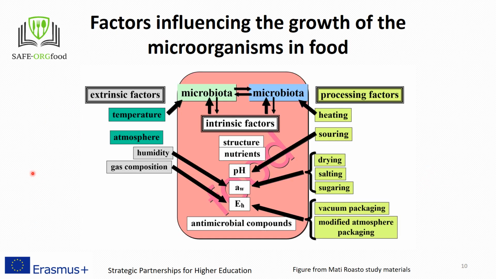The most important intrinsic factors which influence the growth of microorganisms in food are pH, water activity, redox potential, and antimicrobial ingredients in food. The most important extrinsic factors influencing microbial growth in food are temperature, packaging-related gas composition, and relative humidity. Mostly the inhibition of microorganism growth in foods is achieved by combining the aforementioned intrinsic and extrinsic factors.